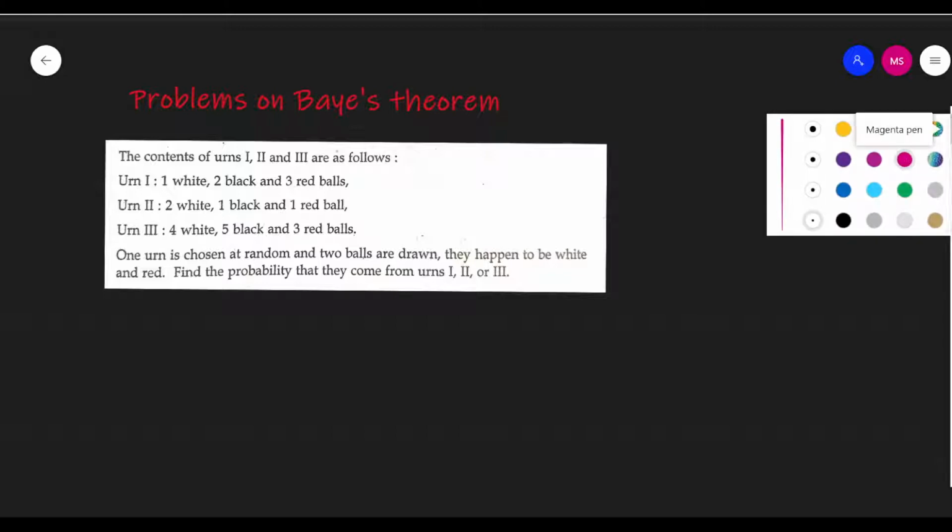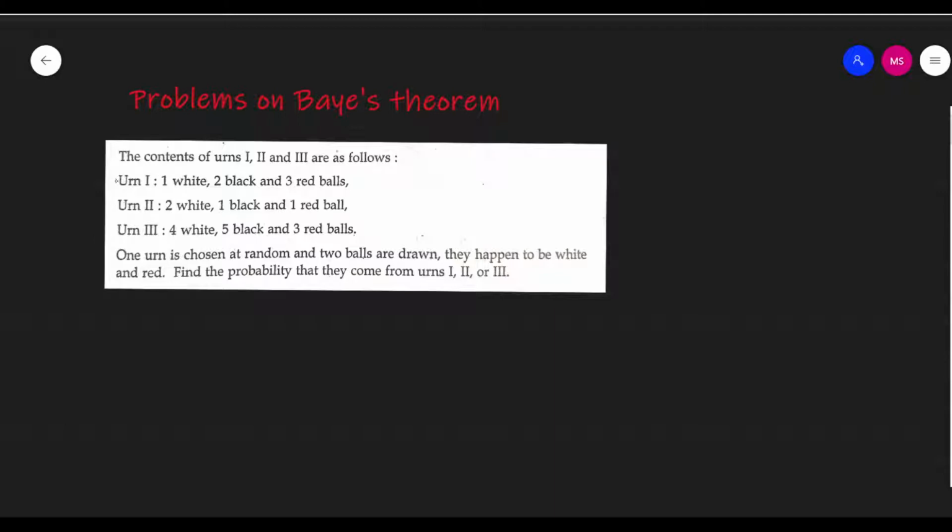The contents of urns 1, 2 and 3 are as follows. Urn 1 has 1 white, 2 black and 3 red balls, and urn 2 has 2 white, 1 black and 1 red ball, and urn 3 has 4 white, 5 black and 3 red balls.